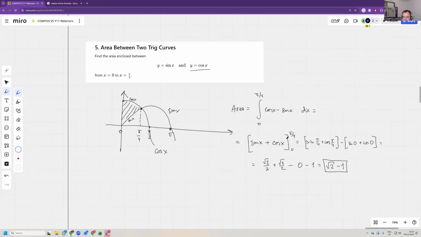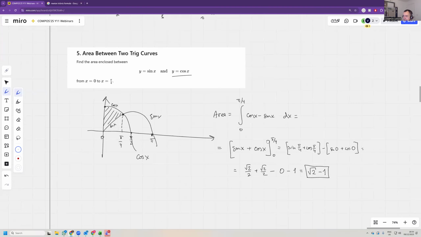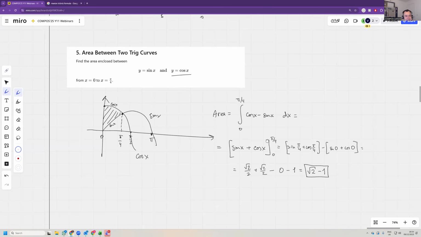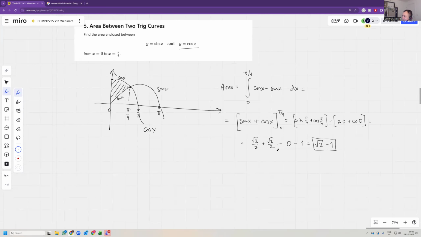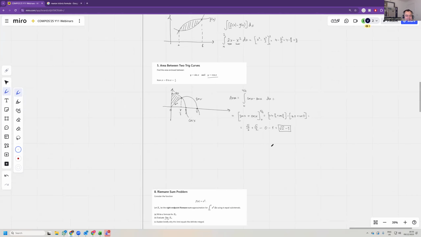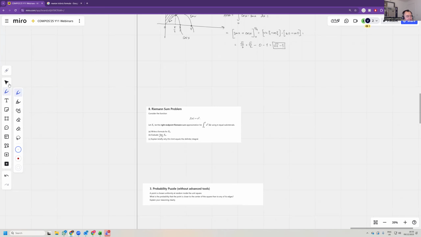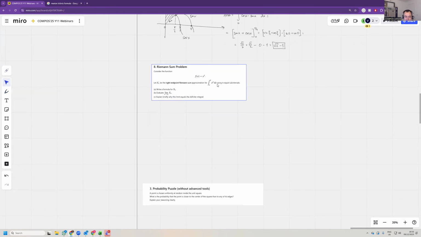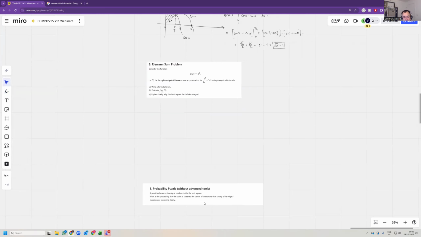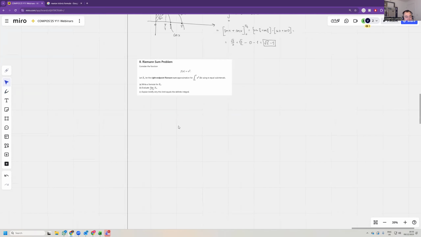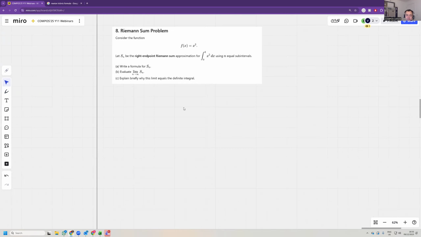I don't know if you see, but this is an incredibly powerful tool. You can find pretty much any area if you know the function. With few exceptions, right? Some graphs you cannot integrate. Okay, now we get to the interesting part, and the part that is very rarely discussed in a school setting.